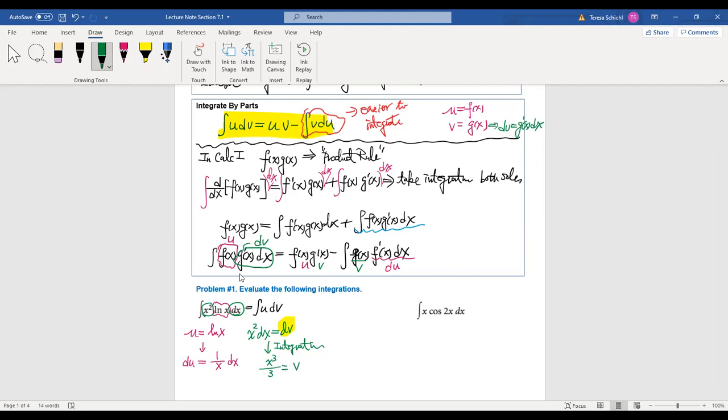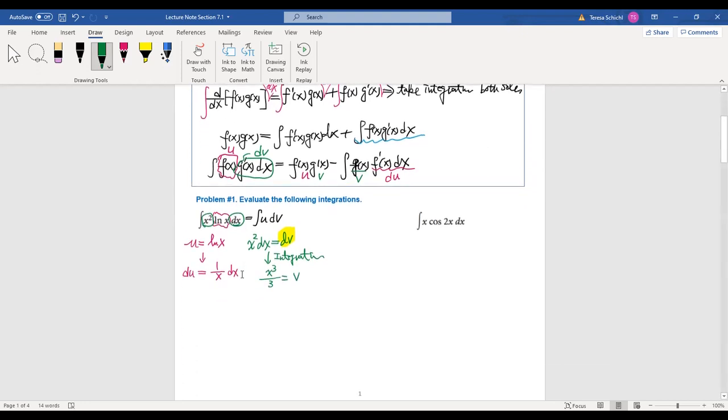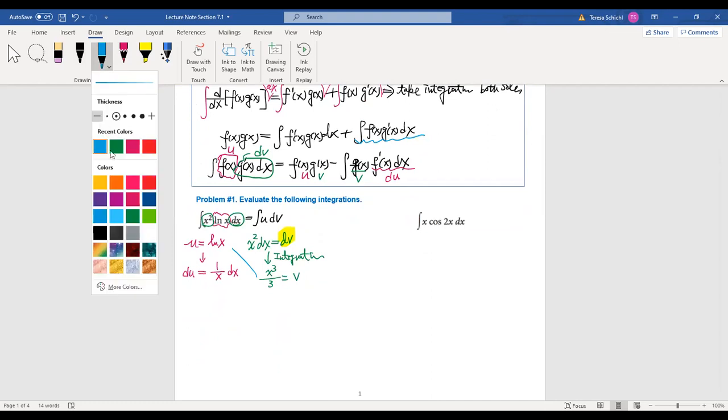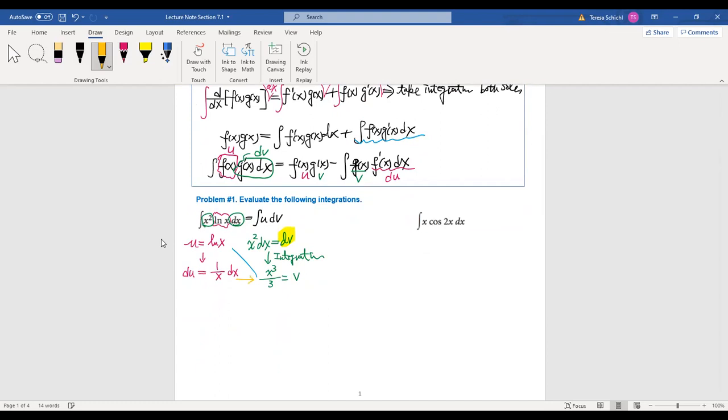Remember our formula is uv minus the integral of v du, so let's do a kind of cross. So this is uv minus the integral of v du. So uv, the whole thing here, u times v, is what? It's x cubed over 3 times the natural log of x, correct?